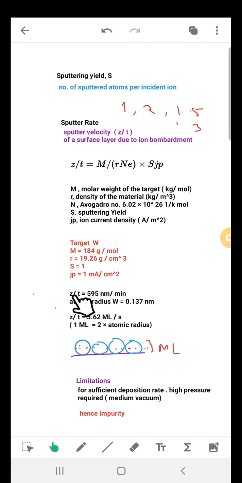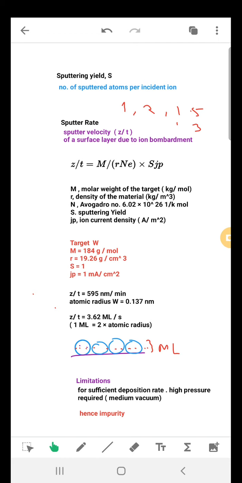Now we can express this sputter rate in terms of monolayers. If there is one single atom deposited on a substrate, the monolayer will be 2 times the radius. That is why we express the sputter rate as 2.62 monolayers per second.